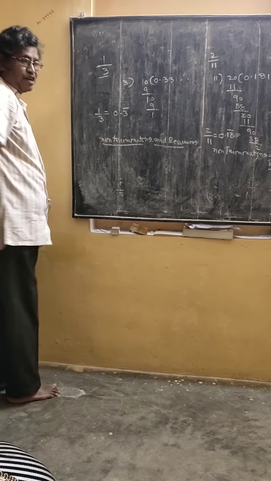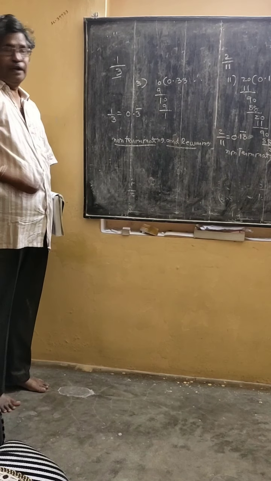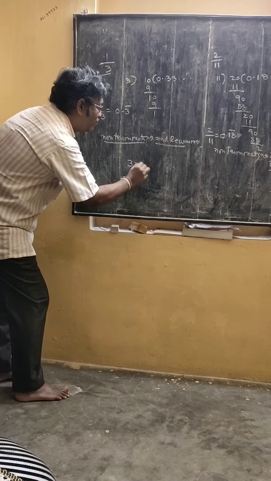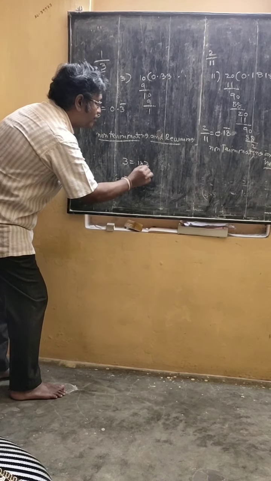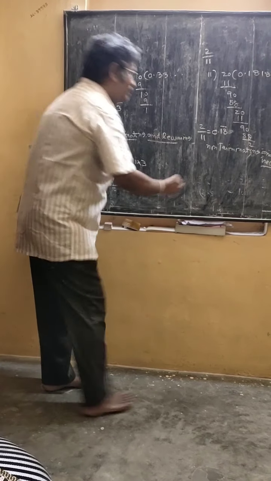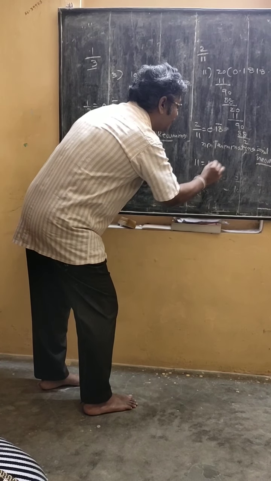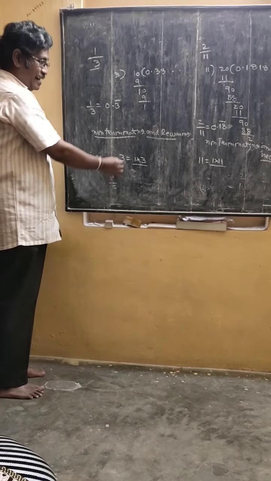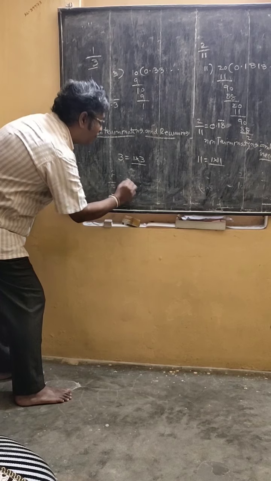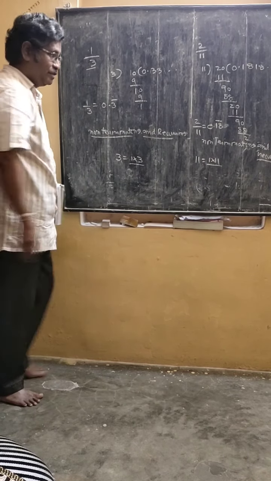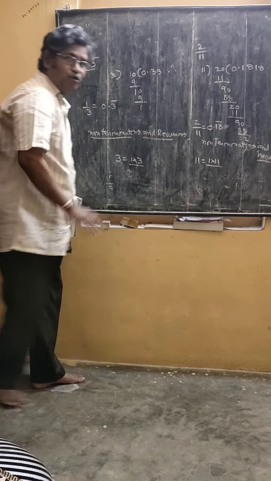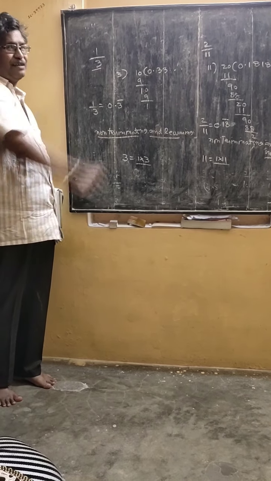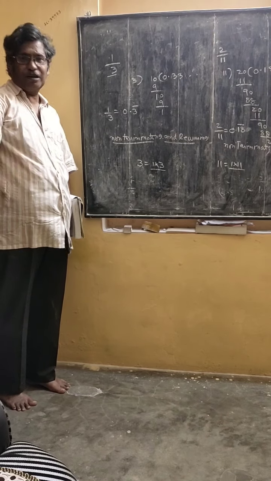Here, what about q? Q is 3. Can you factor it? Can you write it in the form of 2 power n? What are the factors of 3? 1 into 3 of the denominator. What is it here? 11. Factors 1 into 11. Can you write the denominator in the form of 2 power n into 5 power m? No. So from these examples we are coming to one conclusion.